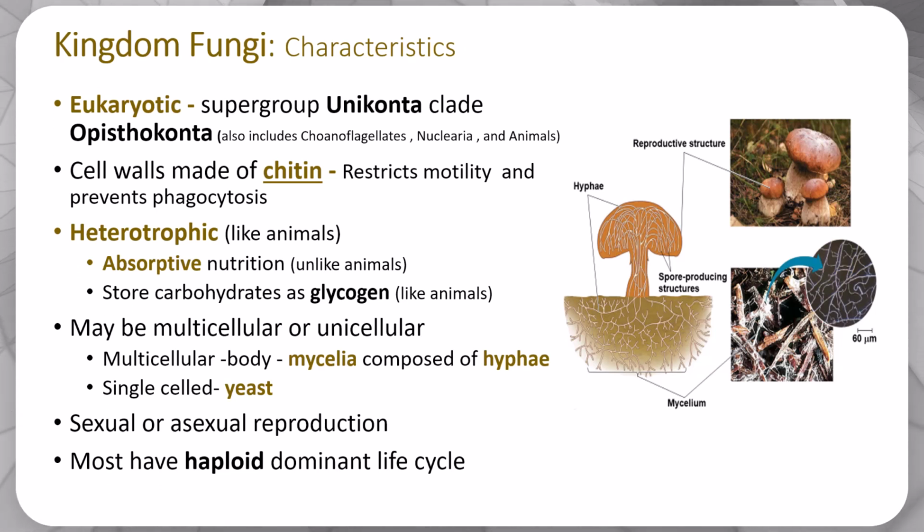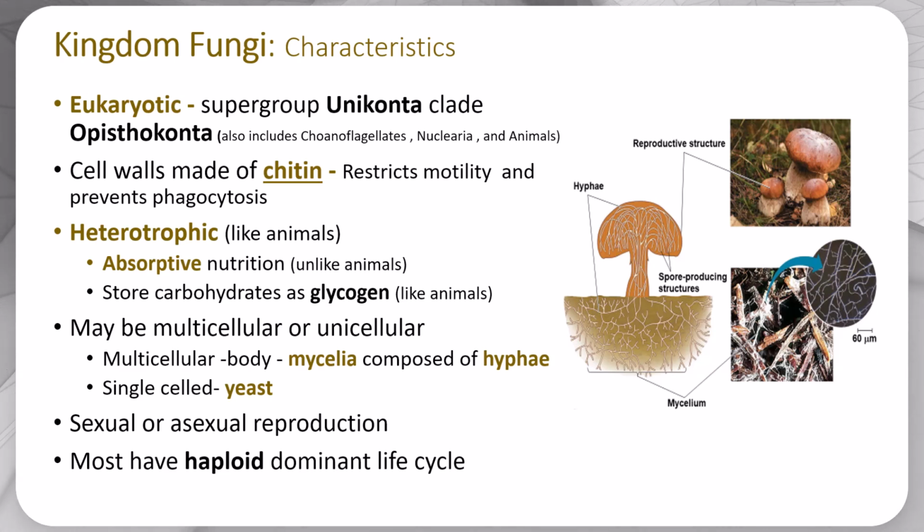Generally what they do is they release hydrolytic enzymes outside of their body and then absorb smaller molecules back into their body. They store carbohydrates as glycogen like animals do. Plants store their carbs as starch, so that's a difference between plants and fungi. Fungi can either be multicellular or unicellular. If they're multicellular, then their body is called mycelia or mycelium, and it's made up of chains of cells that are called hyphae. We call single-celled fungi yeast.